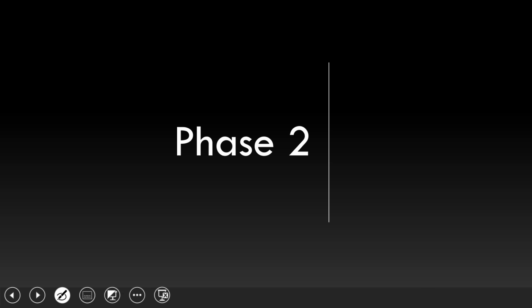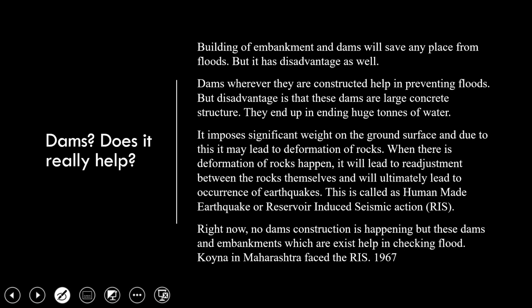So let us move to phase 2 of this lecture: how dams help in checking floods, and whether dams help in maintaining ecological balance, because we haven't talked about dams in phase 1. So moving ahead, how can we check the floods? We have two methods. One is building embankments and another is building dams. We can save against floods with these.